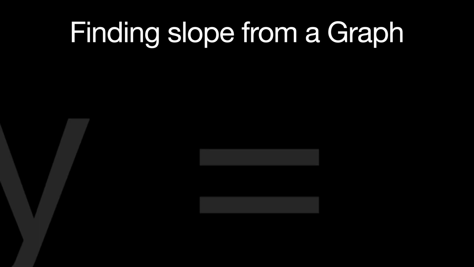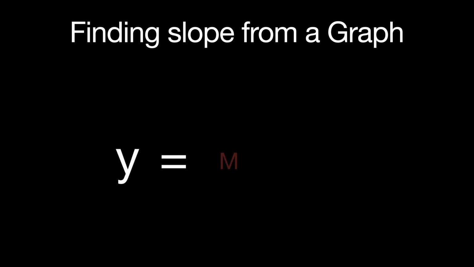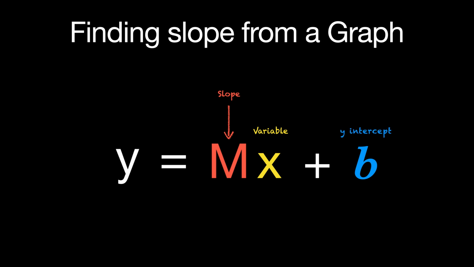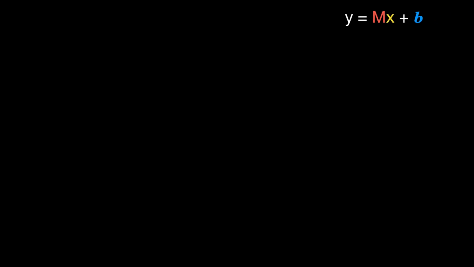In this video, we're looking at slope-intercept form and graphs. So we're going to take a look at how to find a slope from a graph. And remember, slope-intercept form is the form y equals mx plus b. And m is going to be our slope. X is the variable, and b is the y-intercept. So that is slope-intercept form. Always remember that. So let's go ahead and take a look at how this works with graphs.